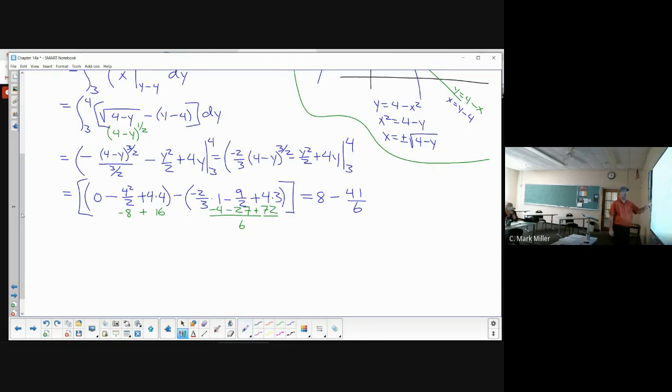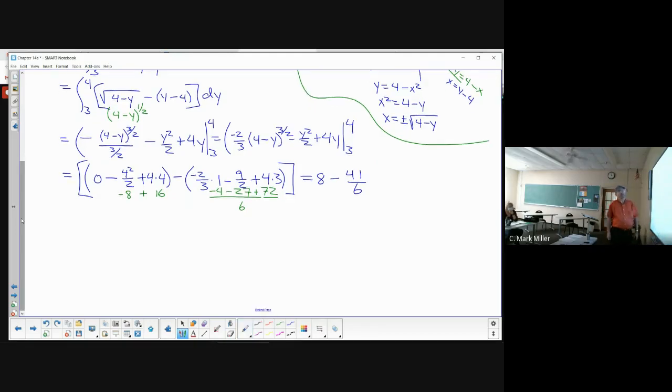And we're not quite there, because this is 48 over 6 minus 41 over 6, and that is 7/6. So I'm off by a 1 there. Well, I'll let you go. I'll find the onesie-twosie, but you get the point: we can swap the order of the integration. That's the point of this third way.